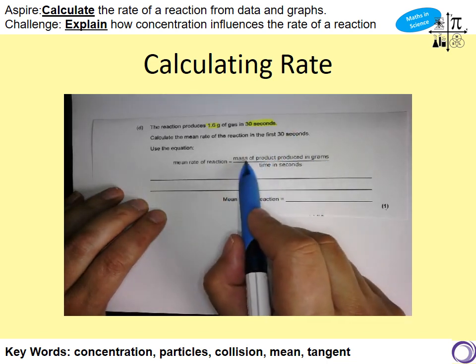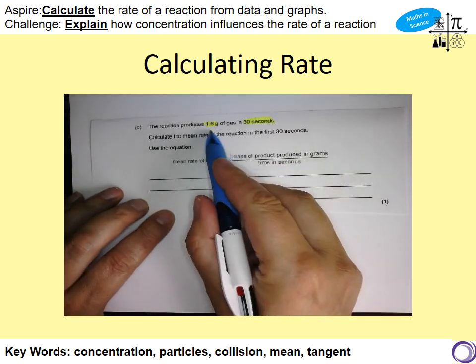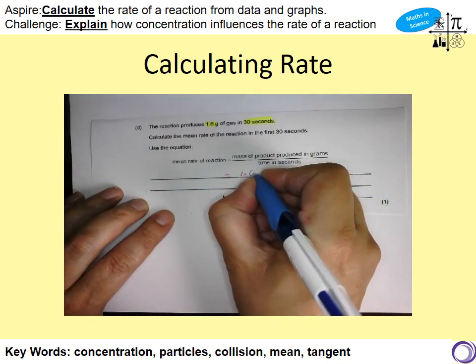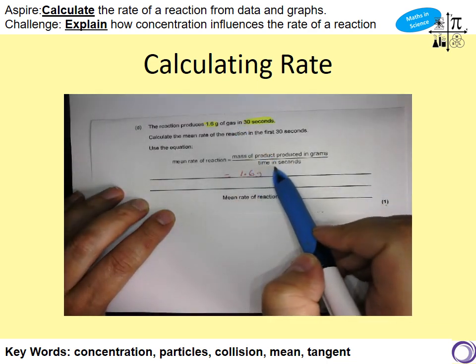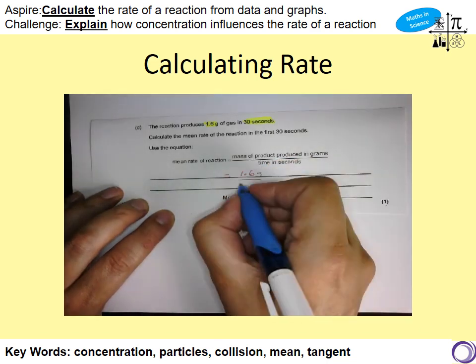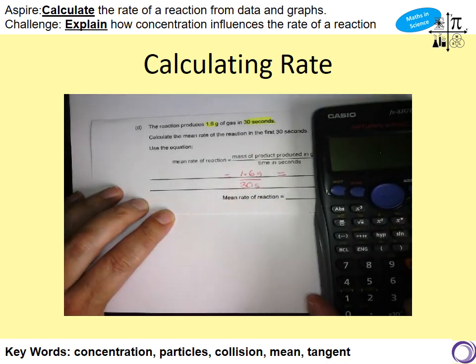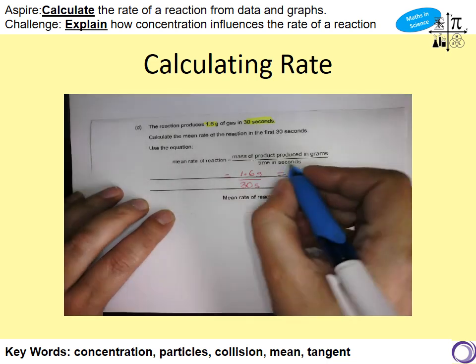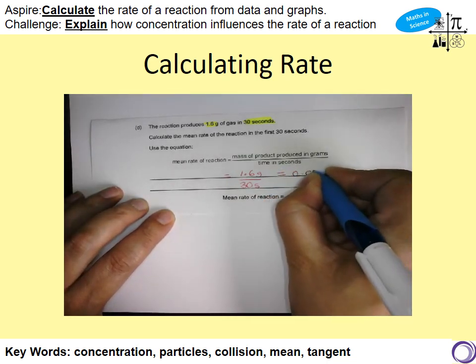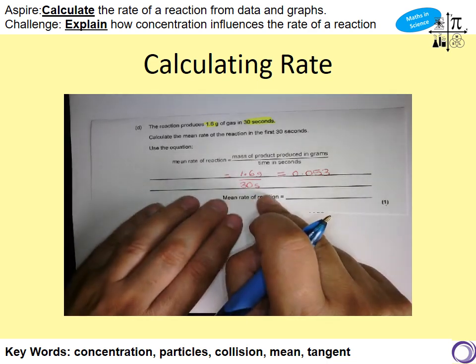It gives you the calculation. So, we have mass of product and we measure mass in grams. So we'd have 1.6 grams on the top. Underneath it says time in seconds, and the time in seconds was 30 seconds. So if we again use our calculator to do that calculation, we would end up with an answer of 0.053.